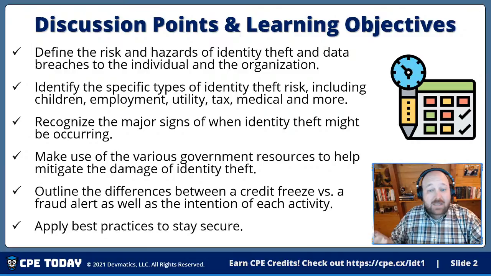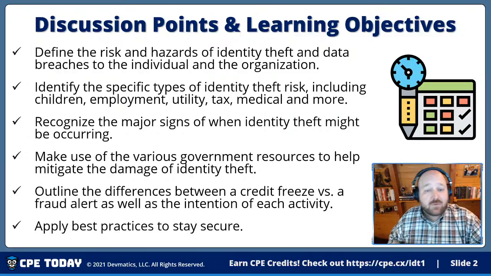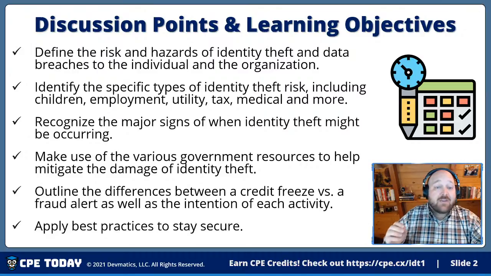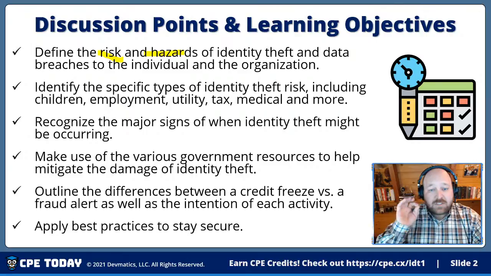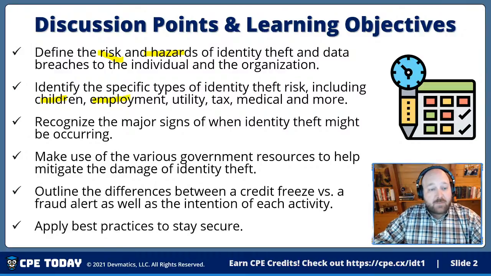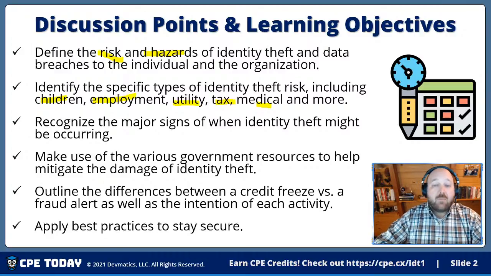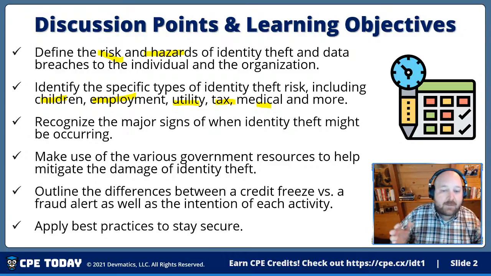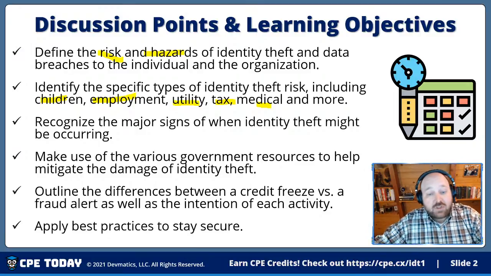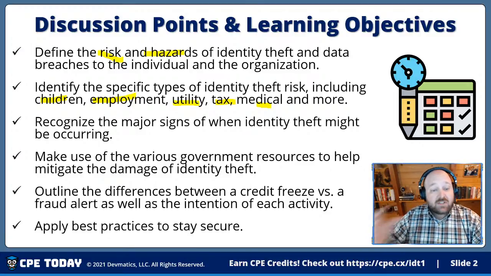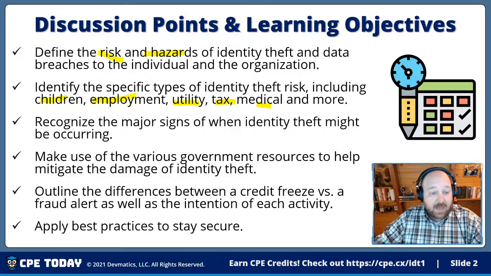We are going to define what data breaches are, but we're going to save those for another podcast. In today's class, inside of identity theft, we're going to talk about the individual risks and hazards that present to the individual. And we're also going to talk about a variety of specific types of identity theft, including identity theft as it relates to children, employment, utility, tax, medical, and more. Believe it or not, there's all these really specific types of identity theft that can affect an individual differently. Not all identity theft is just somebody taking your name and maybe doing a couple fraudulent charges on your credit card. It could be so much worse than just that. And so we'll talk about what some of those specific types are.